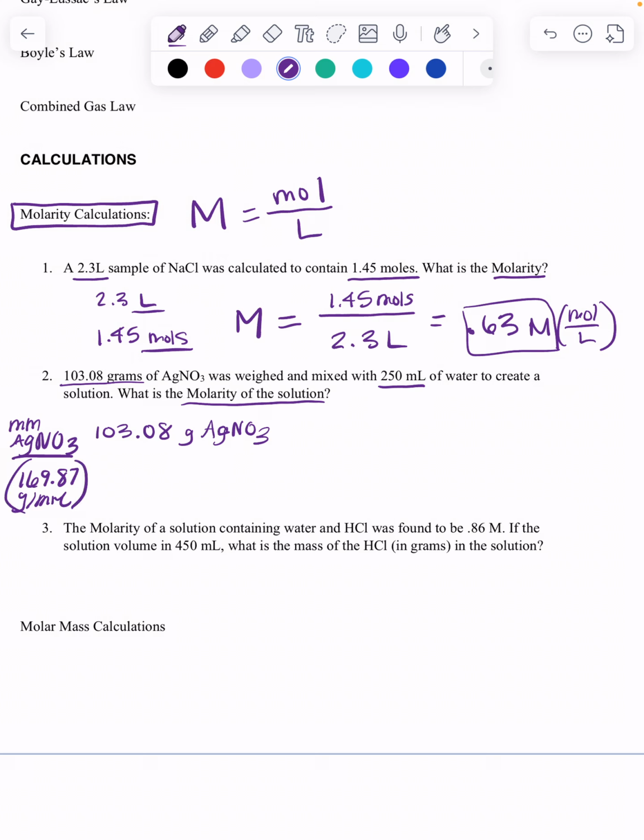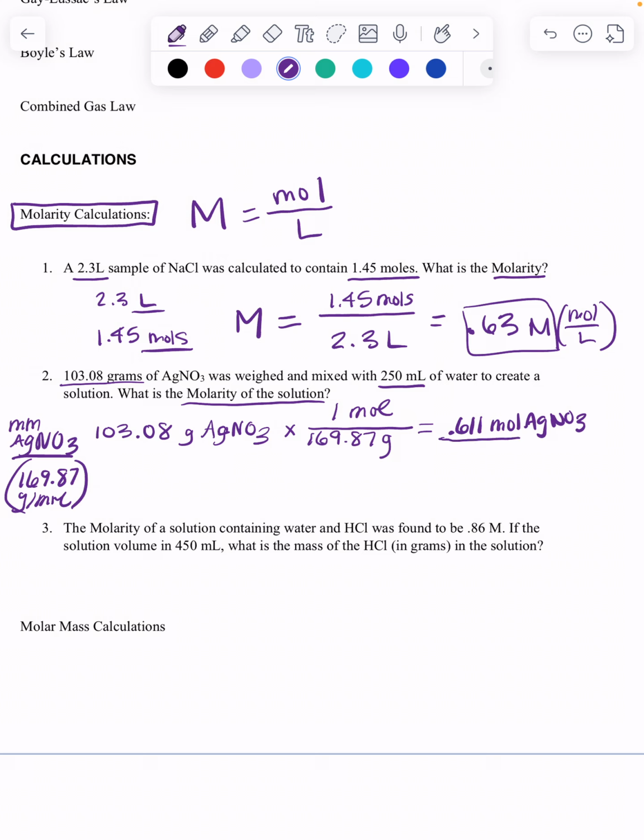Next, I literally just need to convert this into moles. I know I need 1 mole on the top. So I'm going to put my molar mass, my 169.87 grams, on the bottom. And so let me divide this out. 103.08 divided by 169.87, I'm getting 0.611 moles of AgNO3. Cool. So now I have moles. I will use this in my equation.